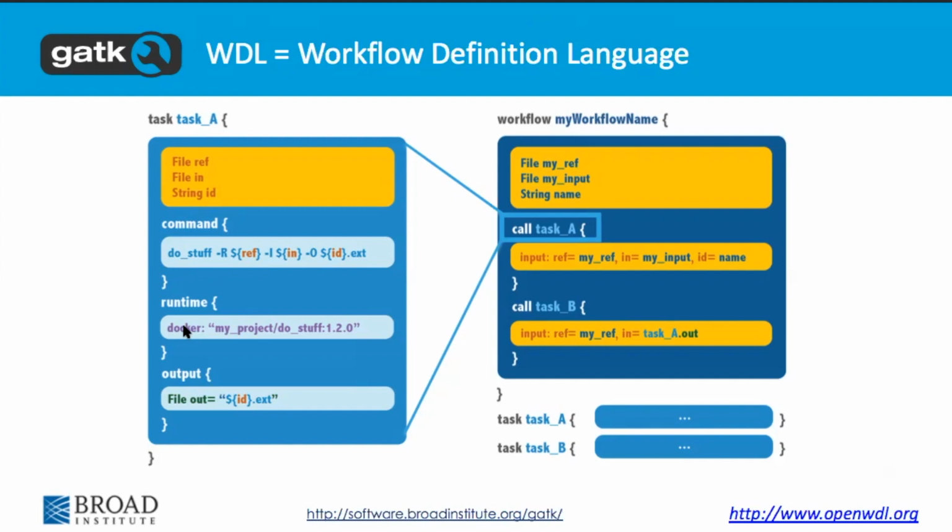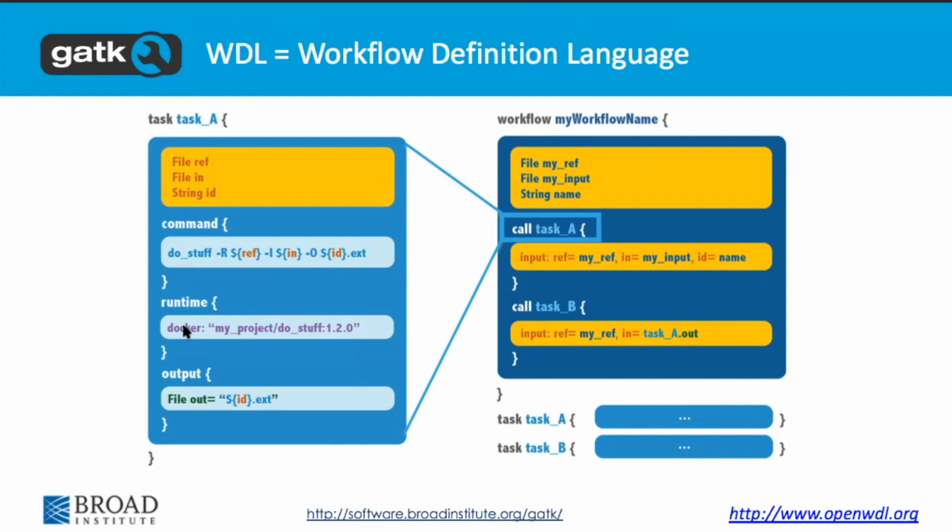And then you have a bunch of tasks. So for example, task A could be something like haplotype caller, and you say call haplotype caller with these inputs, which is like my reference, my BAM, blah blah blah. And then you also have to define a haplotype caller task, which will have a structure like this thing on the left. So let's take a look at that.